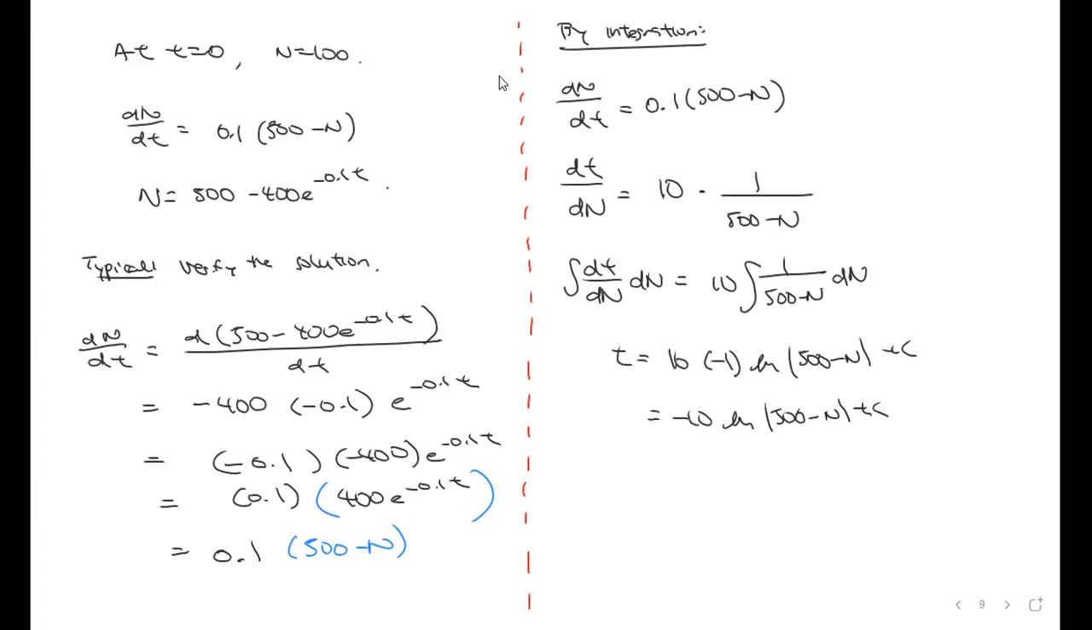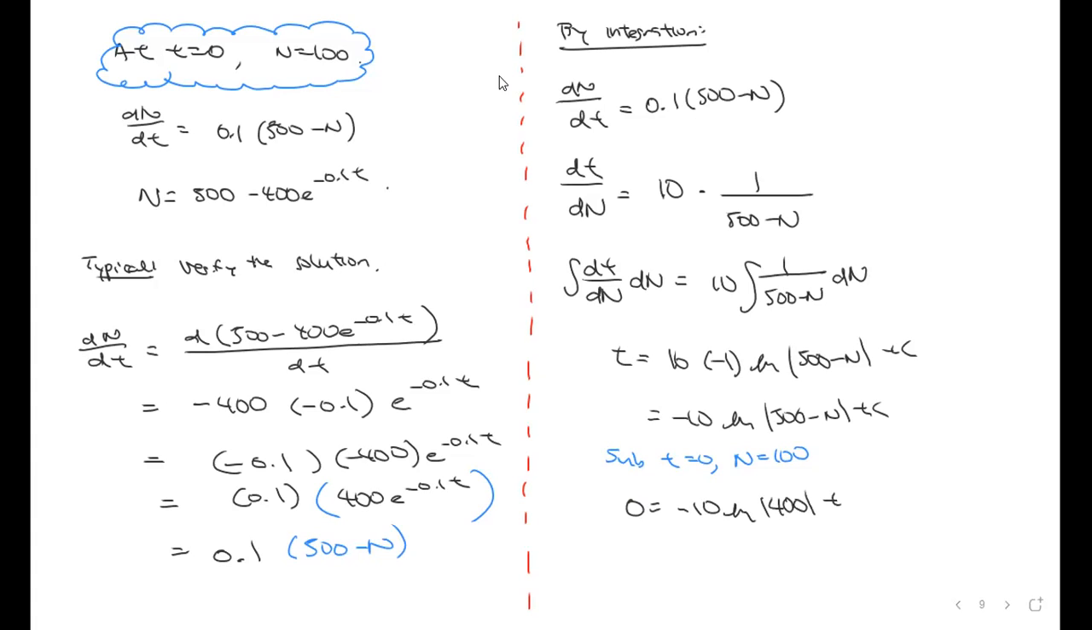As always, once you've integrated, you now need to determine your c, your integration constant. So that's when your information that's already written out becomes invaluable. When t equals 0, n equals 100. So we sub that in. So we're going to get 0 equals negative 10 log of 500 minus 100, which is 400, plus c. And that very quickly gives you c equals positive 10 log of 400.